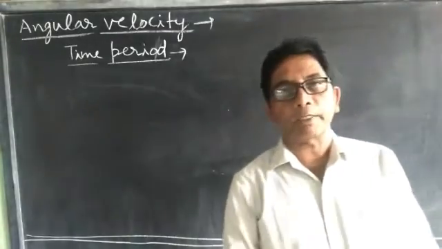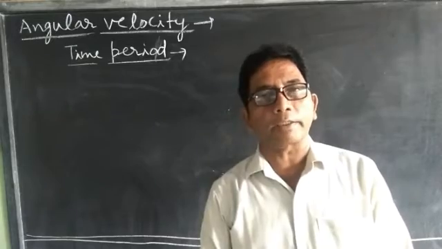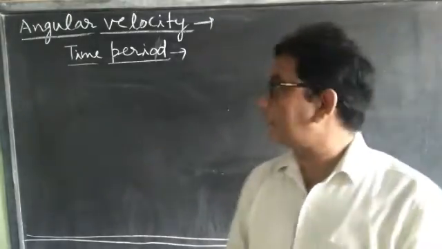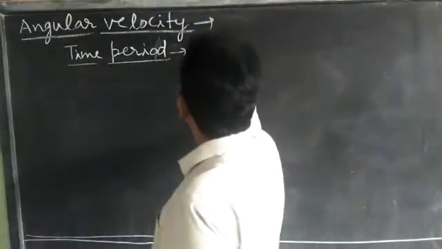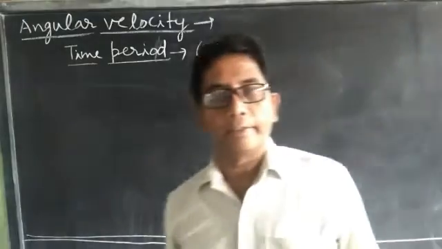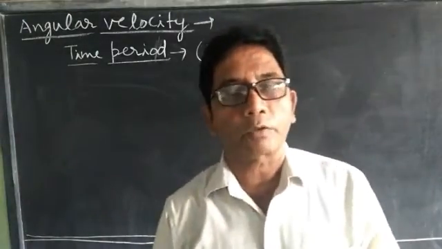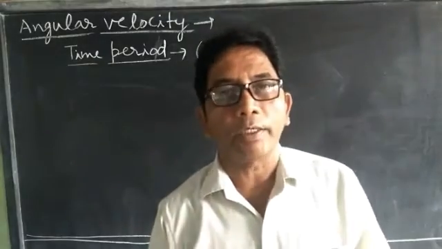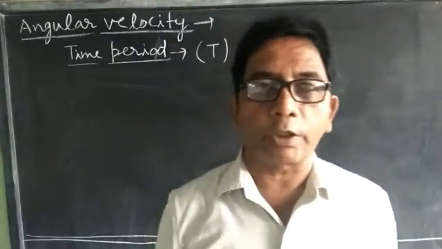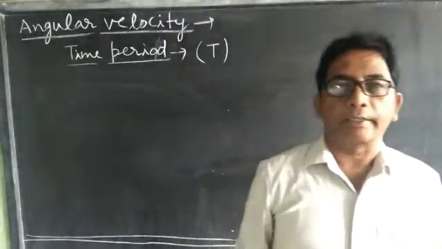The time taken by the particle to complete one revolution along its circular path is called time period. It is denoted by capital T and its unit is second.